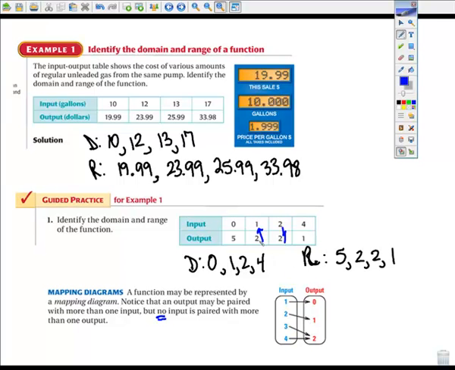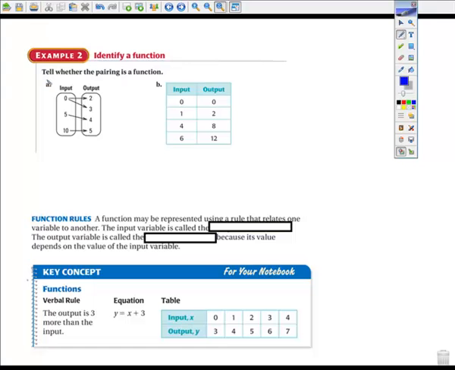Just like here, the 1 went to the 2 and the 2 went to the 2, and that's acceptable. Let's look at this. Tell whether it's a function. 0 goes to 2 and 0 goes to 3. Each input has to go to one output. So this is a no, right, because of here.